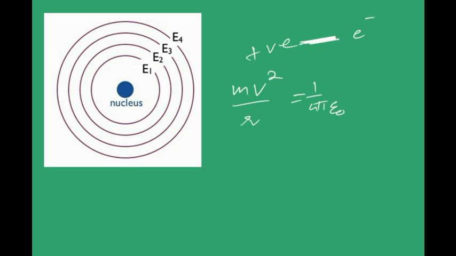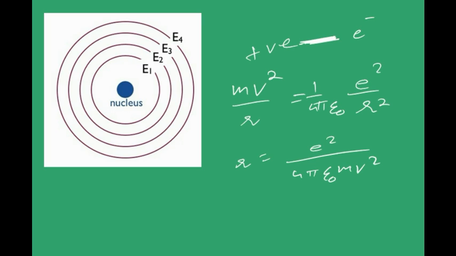So in the case of a hydrogen atom, the positive charge at the center will be e also, and the electronic charge will also be e. So it should be e square by 4 pi epsilon naught r square, sorry. So from this equation, you can say that the radius of each orbit is given by e square by 4 pi epsilon naught m v square. So here it depends on the velocity of the electron. This is the relation between the radius of the orbit and the velocity of that electron. So you can say that the velocity of the electron is different in each of the orbits.